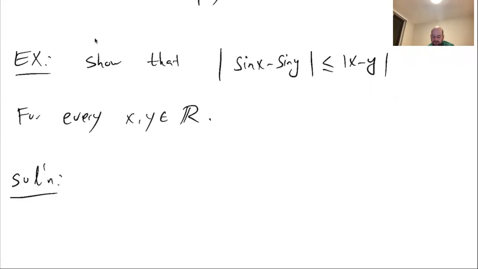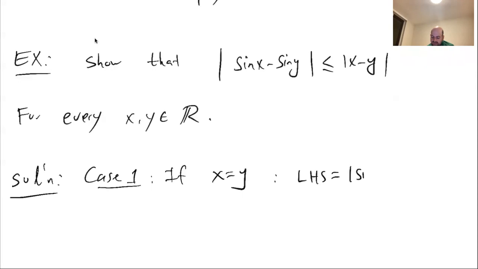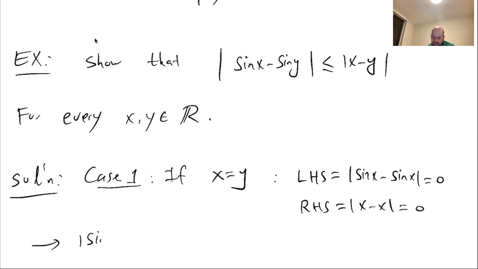Okay, solution. For the solution, I want to consider two cases. Case one: x equals y. Because it says for every x and y in R, it doesn't say x must be equal to y or not equal to y. So let's first assume the case where x equals y. Then how much will the left-hand side be? The left-hand side will be the absolute value of sine x minus sine x, which is 0. The right-hand side will be the absolute value of x minus x, that's also 0. And therefore the absolute value of sine x minus sine y will be less than or equal to the absolute value of x minus y. So we have no problem in this case.